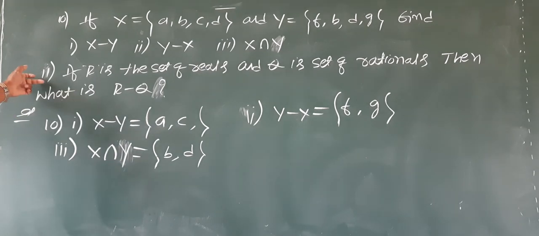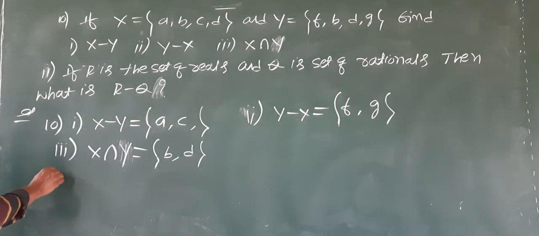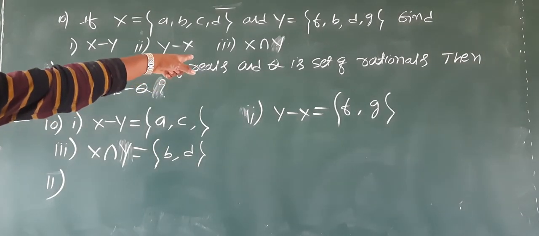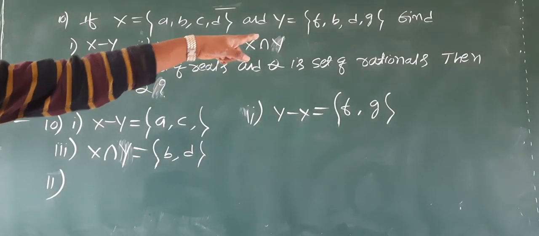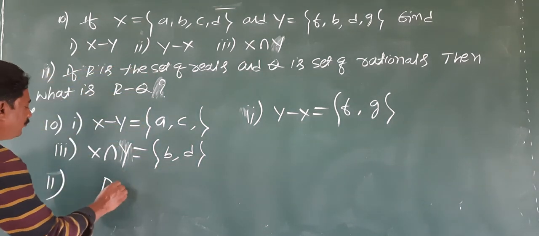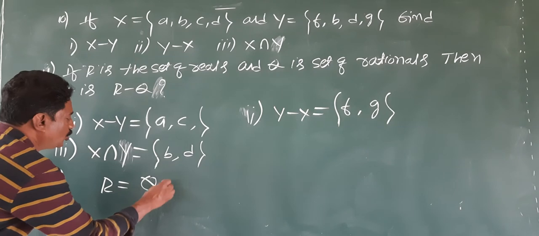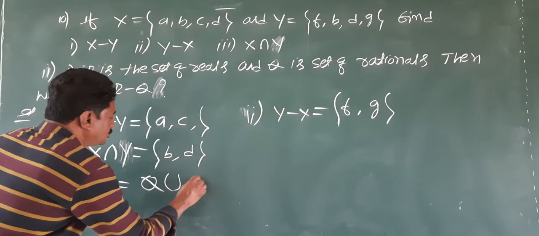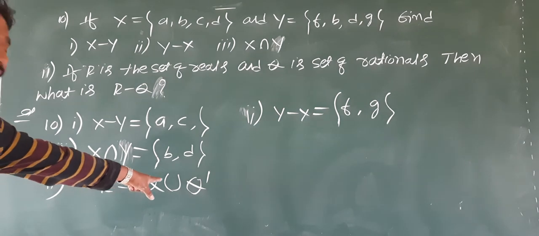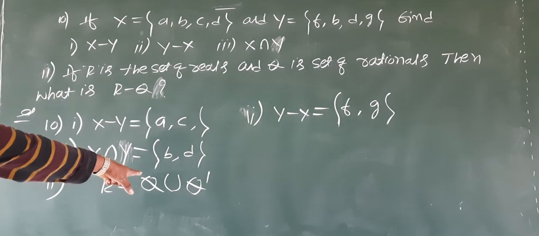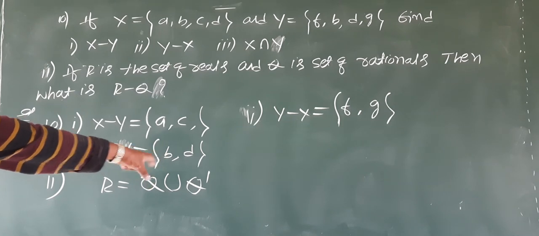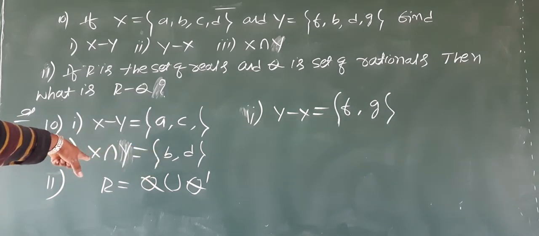Let us go for solving the 11th question. R is a set of reals. Q is a set of rational numbers. Then R minus Q. You know this very well. Set of reals is nothing but Q union Q dash. The union of rationals and irrationals is nothing but the set of reals.